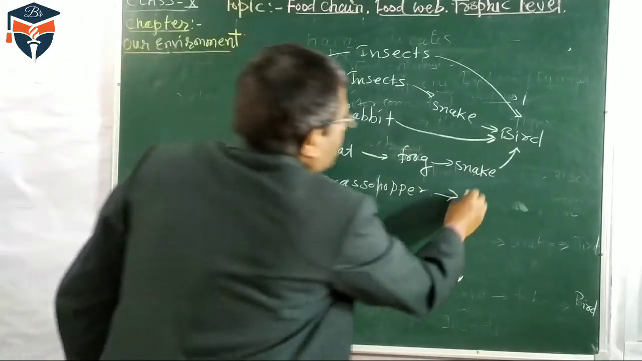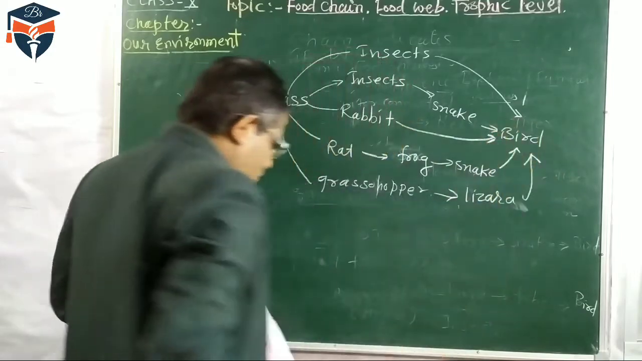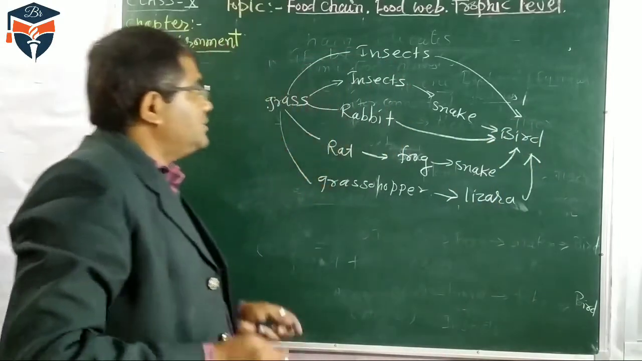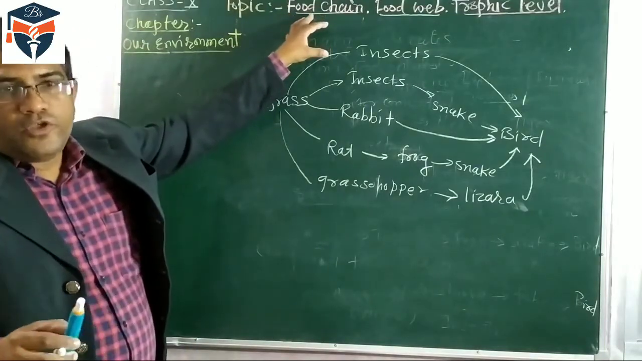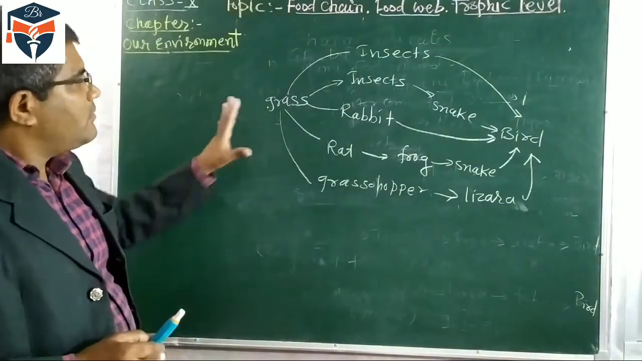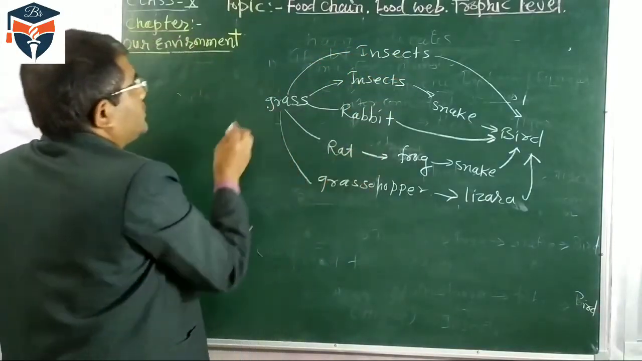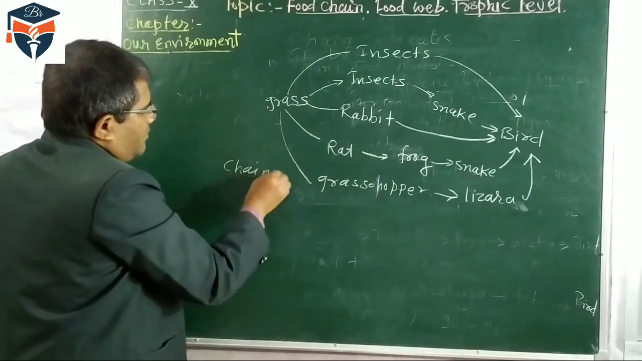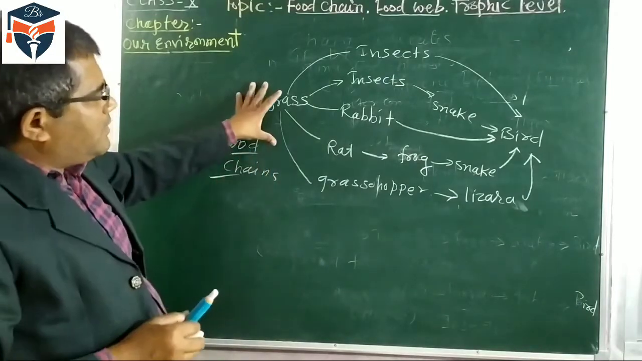This insect is fed by lizard, and lizard are fed by bird. So here we can understand very easily when many food chains are interconnected to each other, and it is called the food web. So here I have mentioned five food chains. So these five food chains are interconnected.